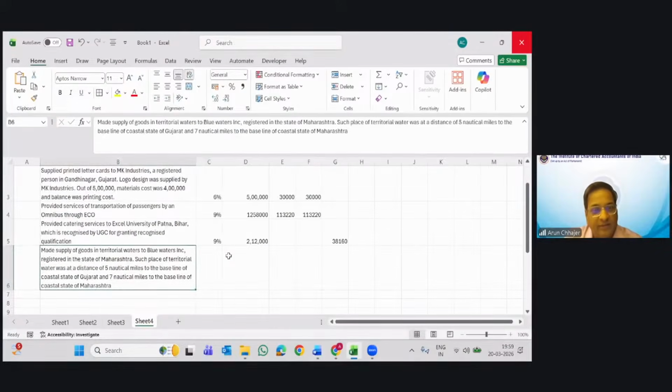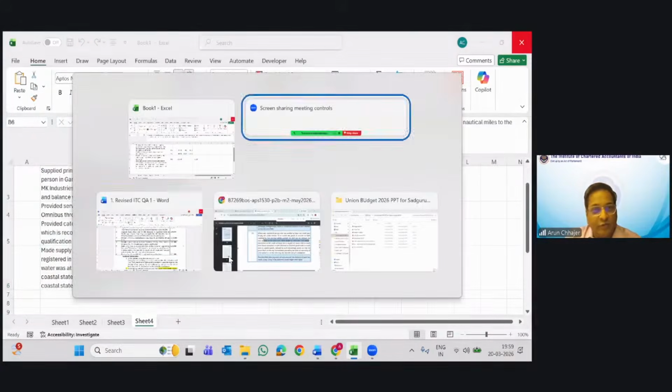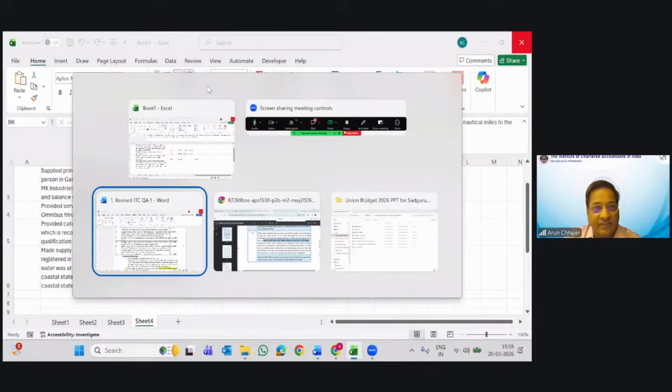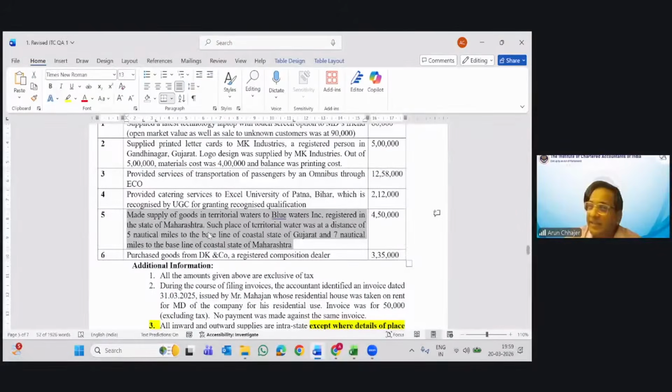So what would be the place of the supply in case the supply is made in the territorial water? It will be Gujarat, the nearest point of the baseline. Nearest point of the baseline, right? So the answer would be Gujarat.